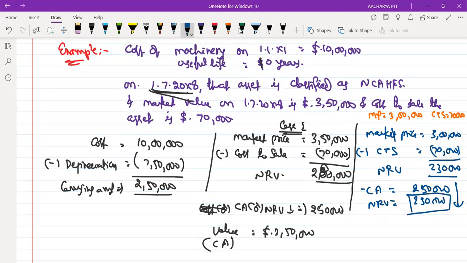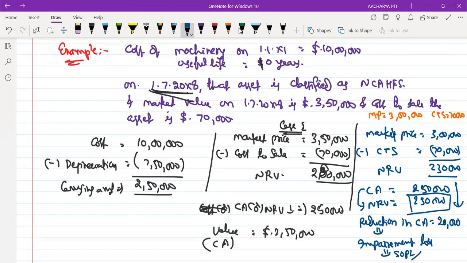This means we need to reduce the value of the asset by how much? A reduction in the carrying amount by 20,000. That reduction is treated as what? Impairment loss, and it is transferred to the statement of profit and loss.